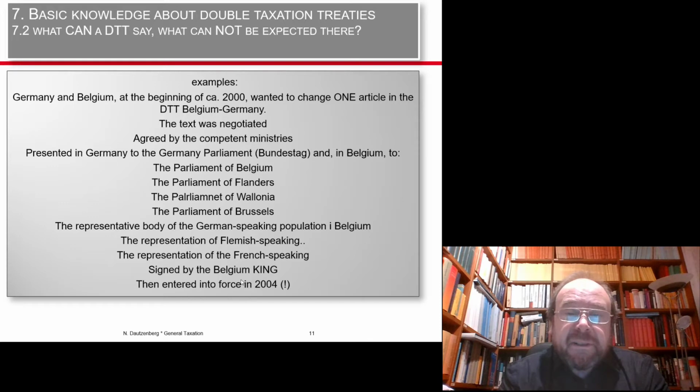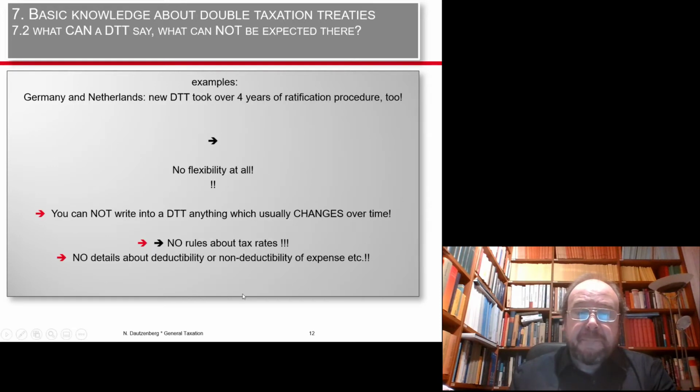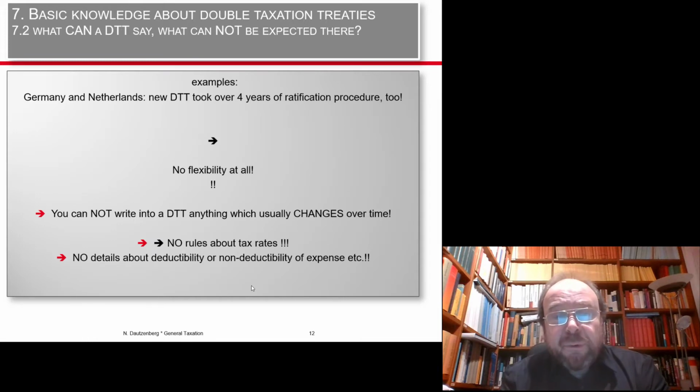So that should illustrate that it's absolutely impossible to be flexible with the rules. The rules which you write into a double taxation treaty are probably not for eternity, but for 20 years, 30 years, 40 years, they will remain nearly completely unchangeable. That means, on the other hand, logically, you can under no circumstances write into a double taxation treaty any detail which might have to be changed quickly.